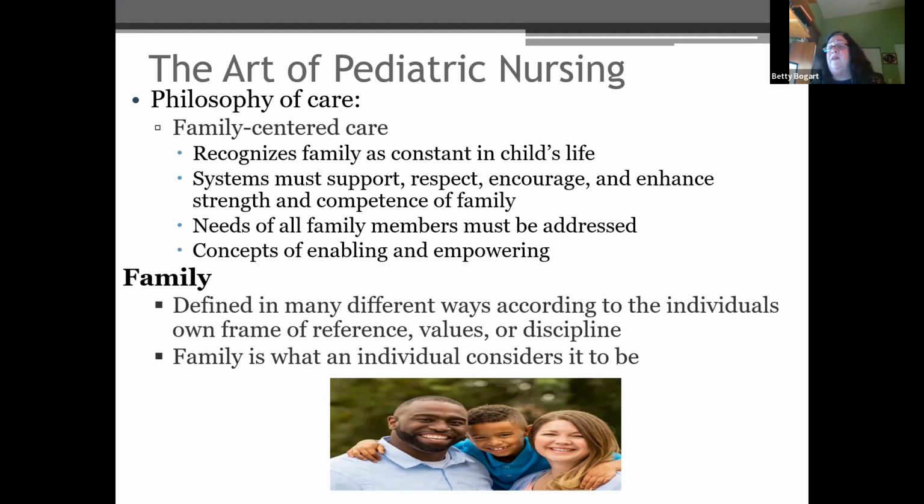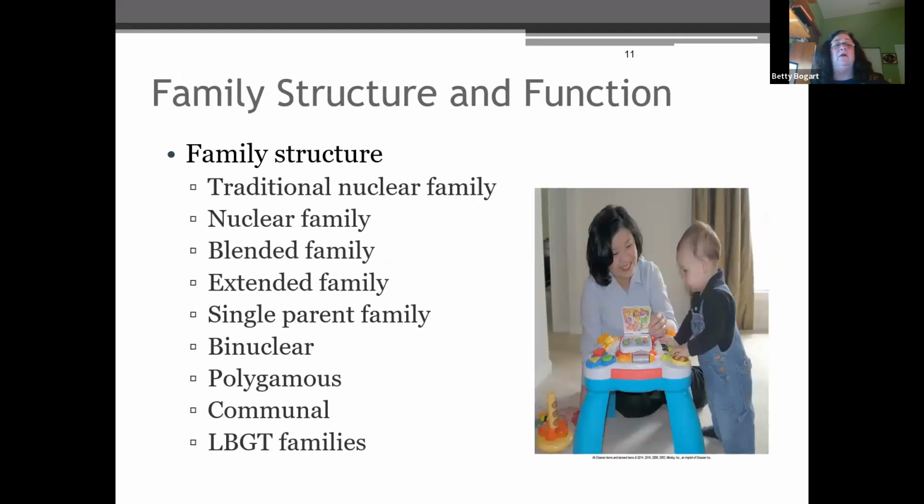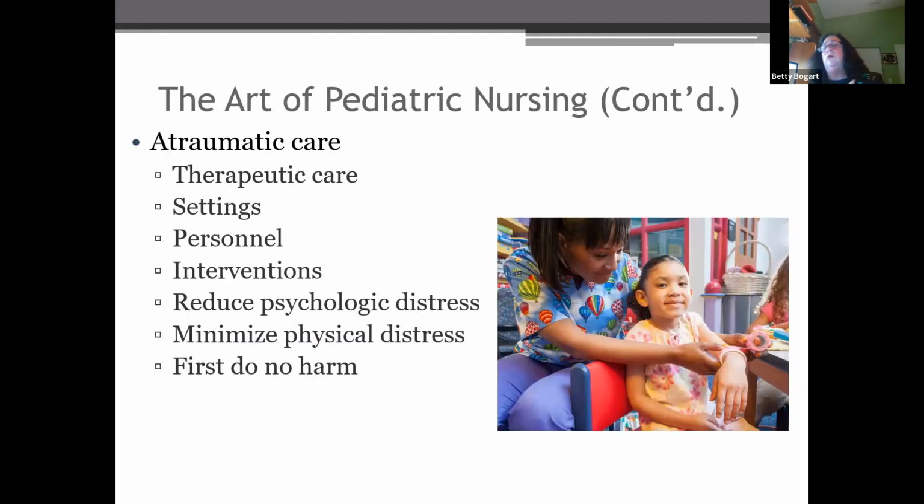Family is whatever the family says they are. There's all different sorts of families. I mean, here we go. Traditionals, we have nuclear, blended, extended, single parents. We have LGBT, mothers and fathers. We have all different sorts of families. Family is whatever the family says it is. It could be grandma and grandpa. It could be adopted. It's okay. Family is whatever that child knows it is.